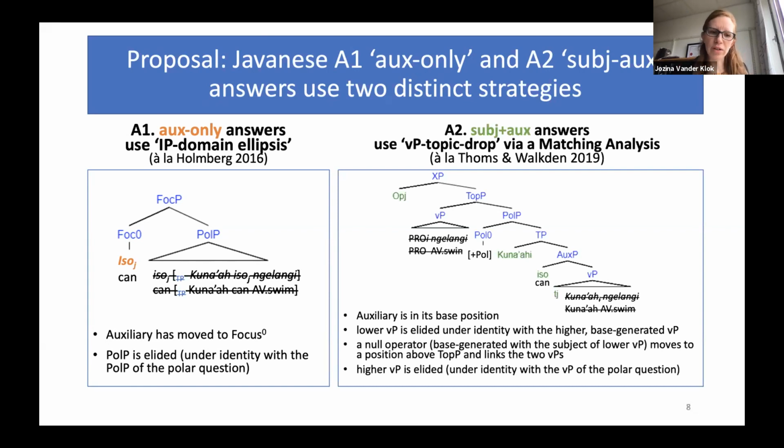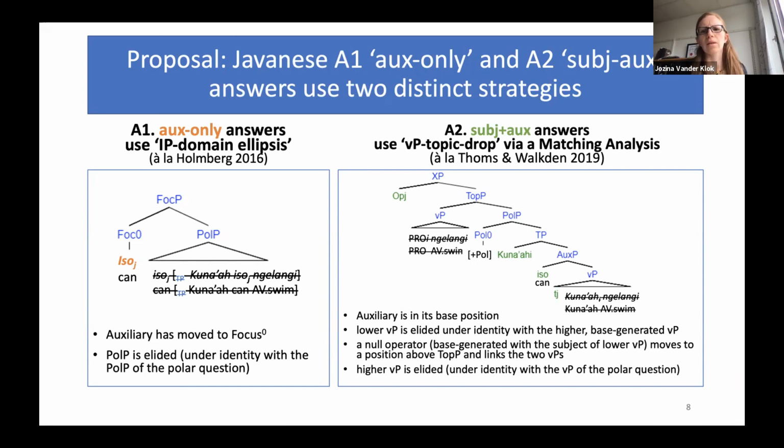What I found interesting in doing this research is that I'm going to argue that A2 answers don't use either IP domain ellipsis or VPE. Instead, I'll argue that it uses a VP topic drop via a matching analysis. So I'm extending an analysis put forward by Toms and Wacht in 2019 for English VP preposing.